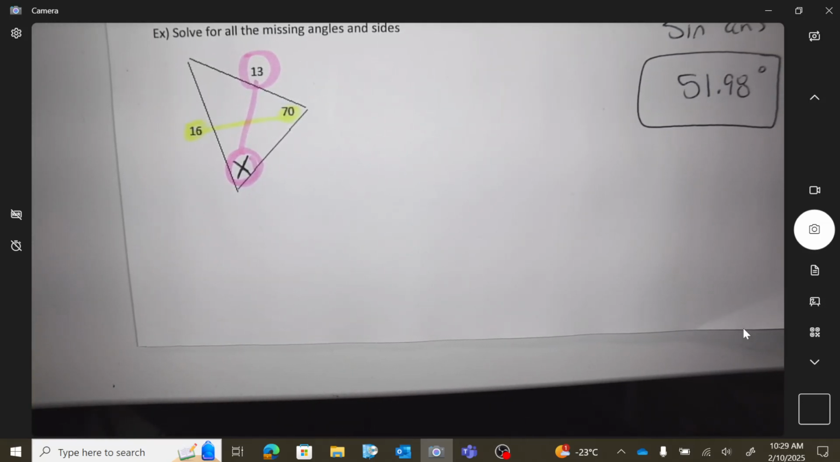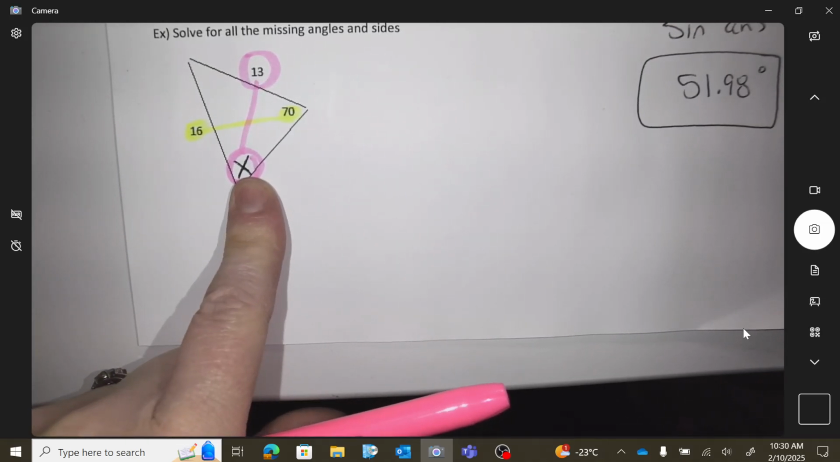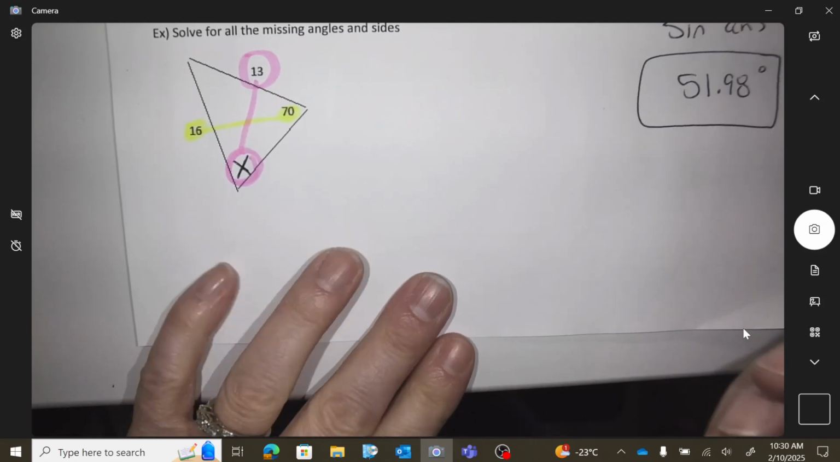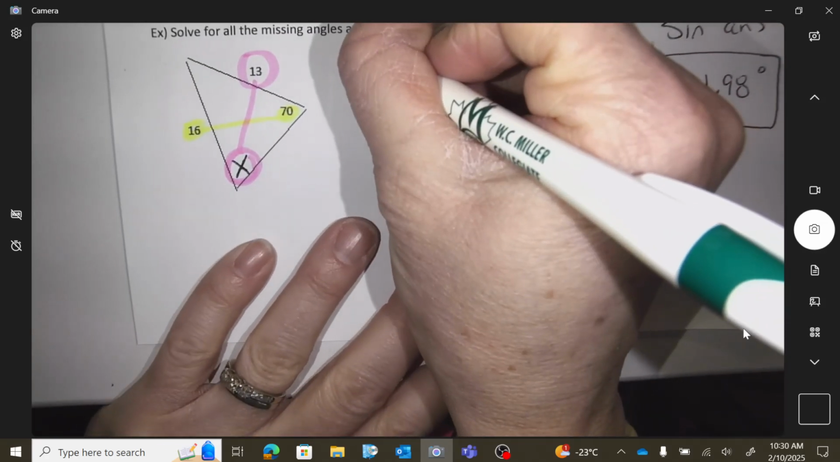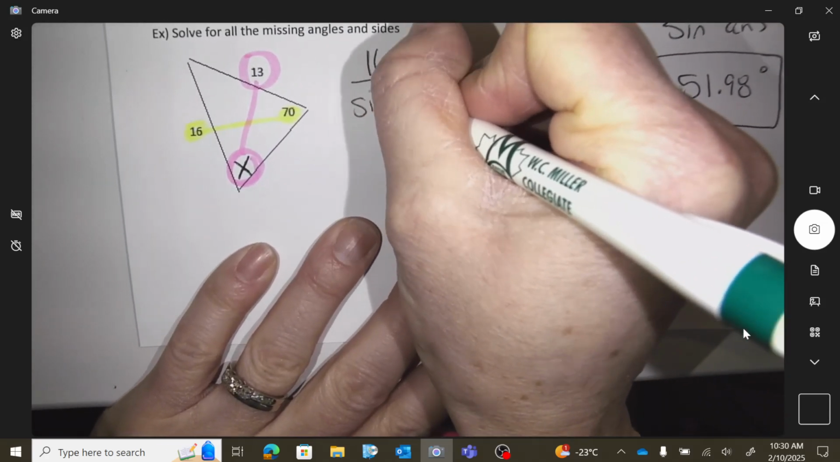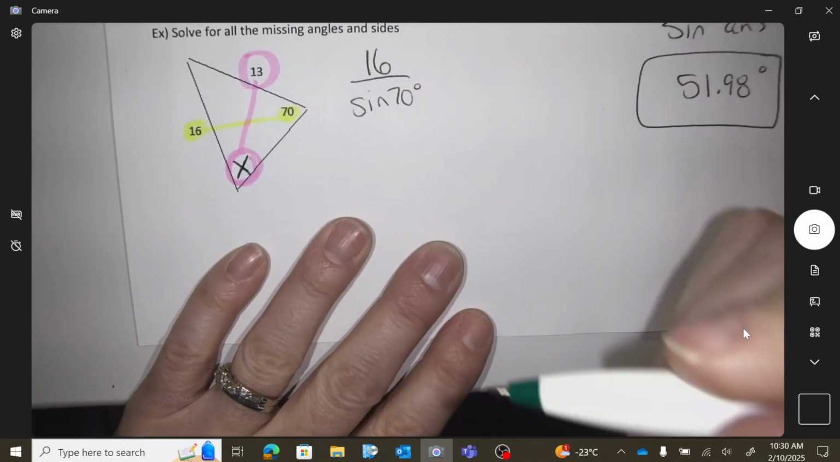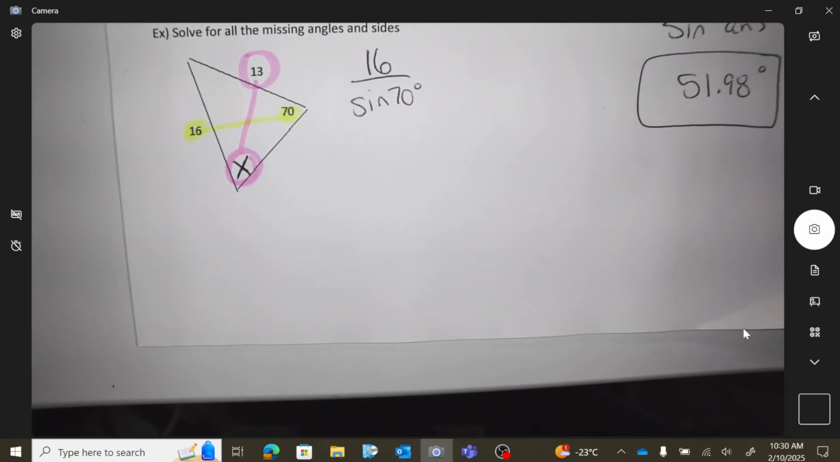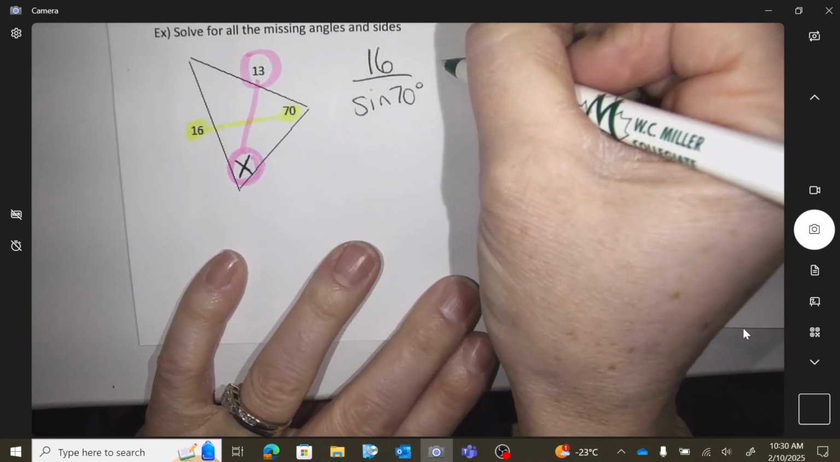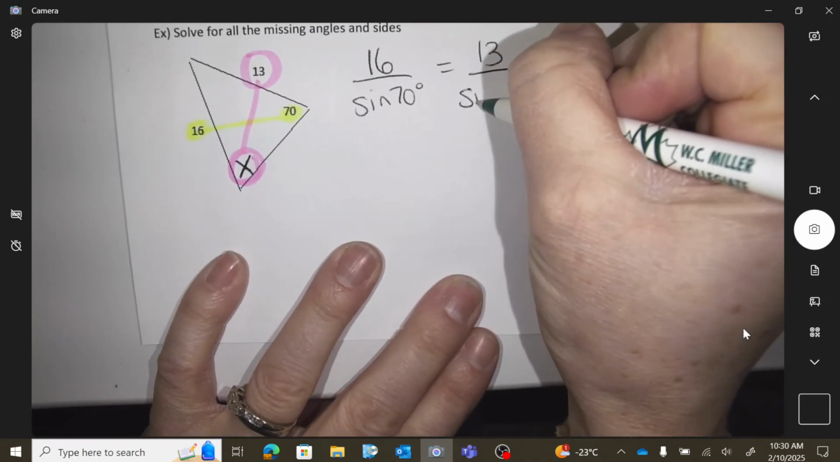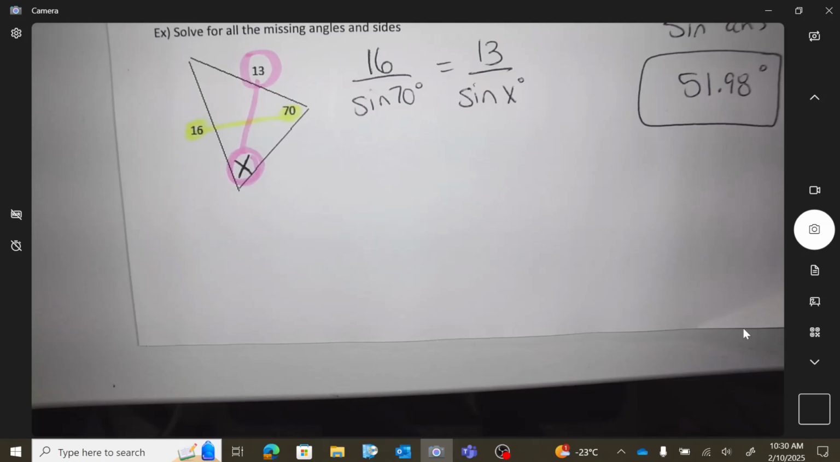So can you get me the angle X? What are you going to be pushing in your calculator? If this X is an angle, you're going to make sure you're doing some kind of sine inverse. Okay, so here's my setup. 16 across sine 70, partner. It does matter then, Mitch. 13 across from sine angle X. There's my partners. I need a fraction partner and another fraction partner.